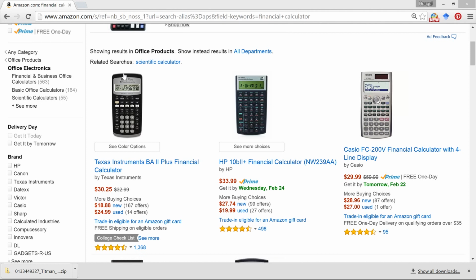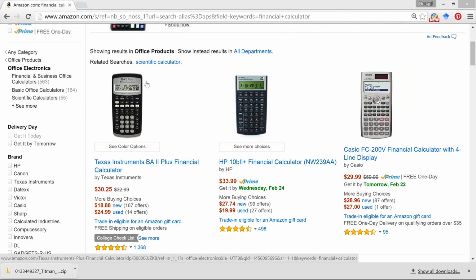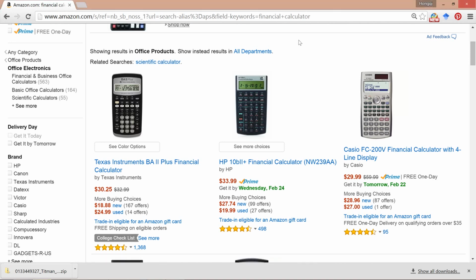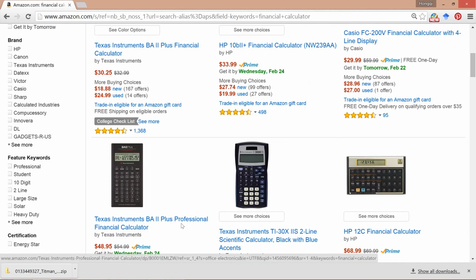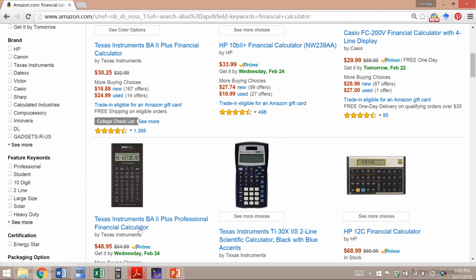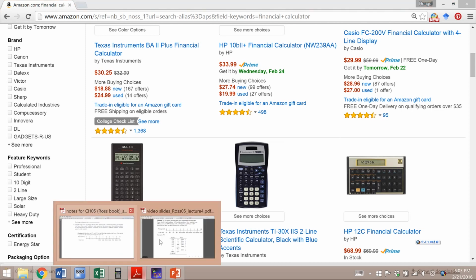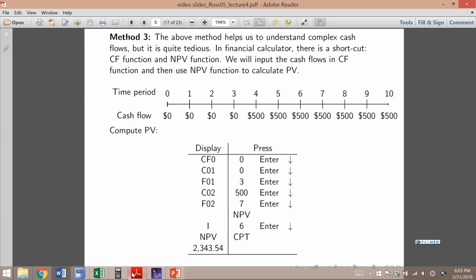So if you have a financial calculator that looks like this, just a basic financial calculator, then you don't have the NFV function. But if you have something that looks like this, a professional financial calculator, then you would have the NFV function. Okay. Now, if you do not have the NFV function, you can also get this question done. Okay, but it takes 2 steps.